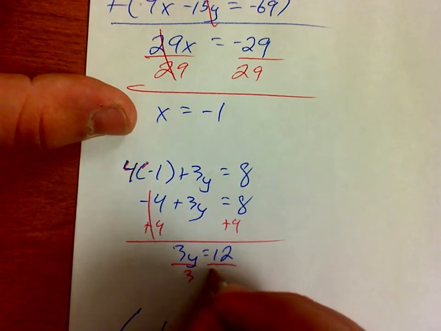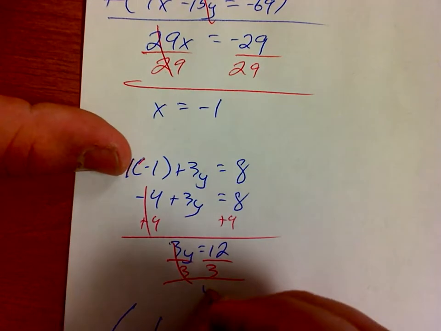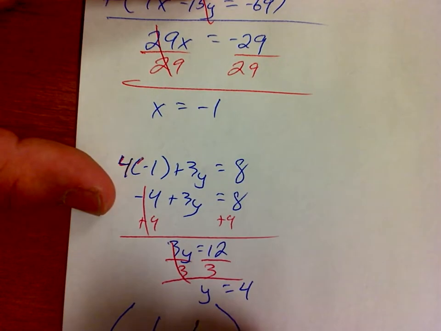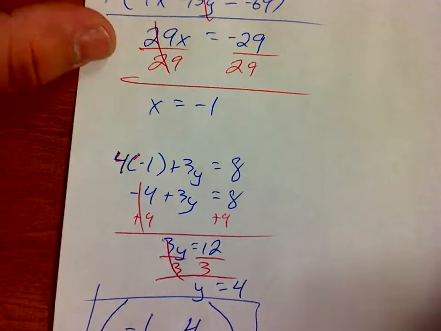And finally get rid of a times 3 by dividing by 3. And we're left with y is equal to 4, which would be our y coordinate there. Okay.